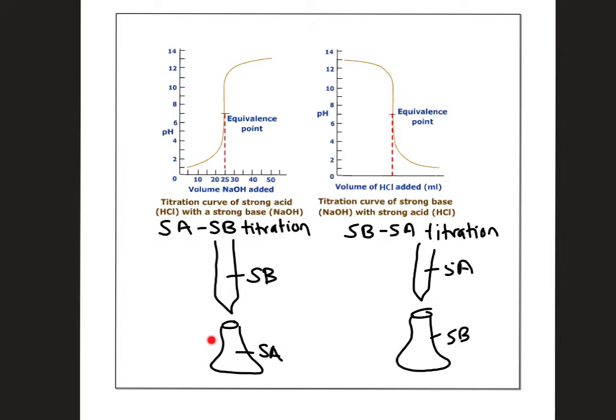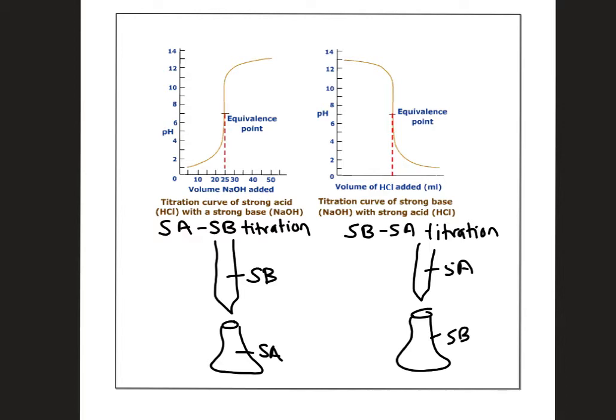So I'm adding the strong base. That's like this graph we've seen here. We start at a low pH because there's only a strong acid in the flask. As I add the hydroxide, my pH is going to climb. It's going to shoot up. My equivalence point is at 7, and then we'll eventually level off, which we'll get to in a second.